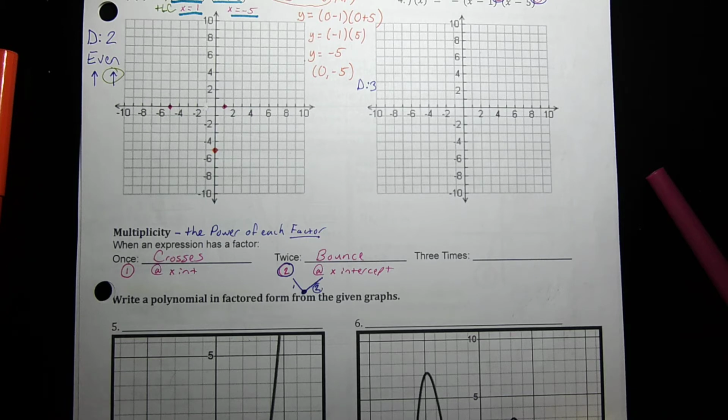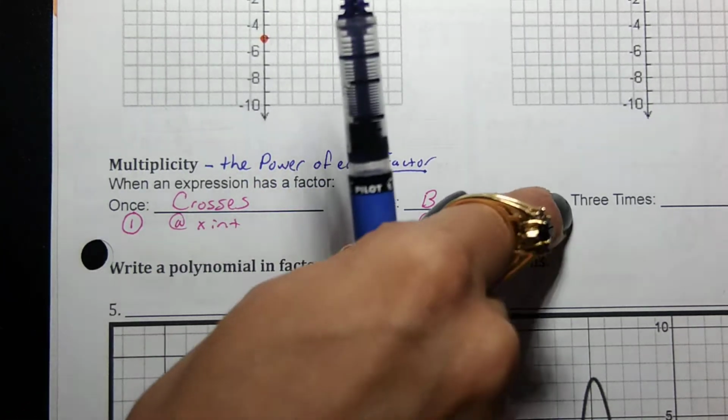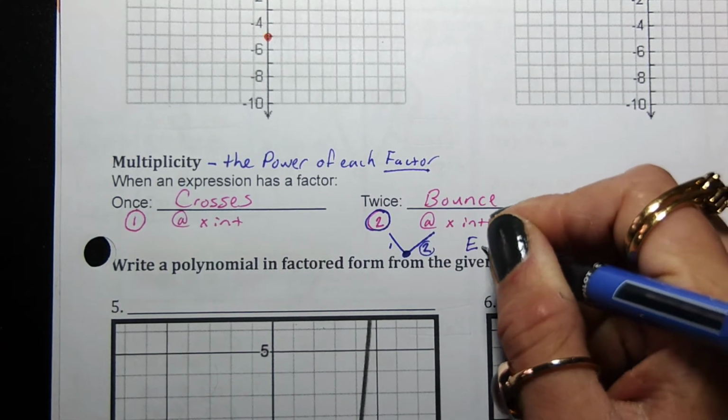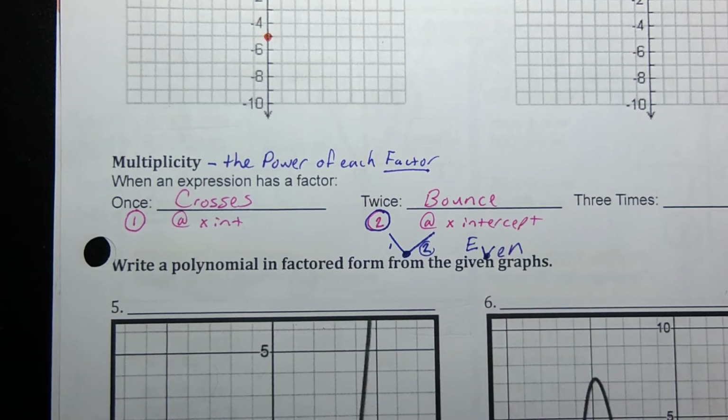Or you can think of cross as 1 syllable and bouncing as even. Yes? Yep. Odd is 1 syllable, even is 2, so you can think even of it hitting the x-axis, if that helps you. So even as it bounces off the x-axis.